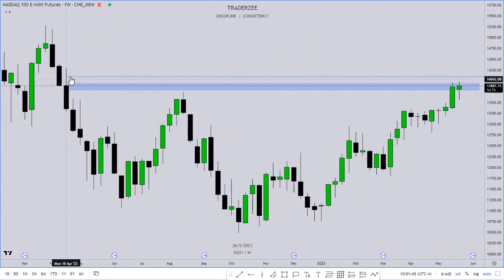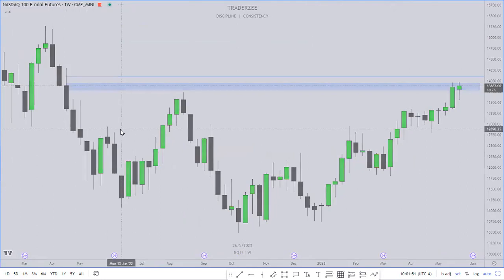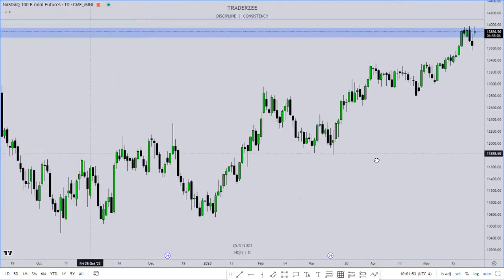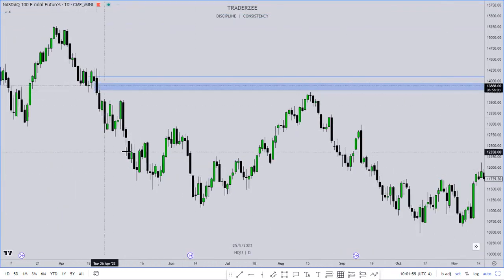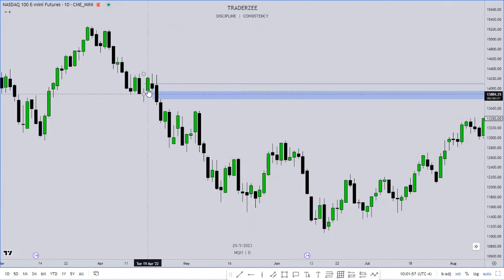Okay. So this weekly consequent encroachment of the wick is important. Nothing prominent I see on the daily apart from this fair value gap. And in case you might be wondering, is this an order block? No, it's not.